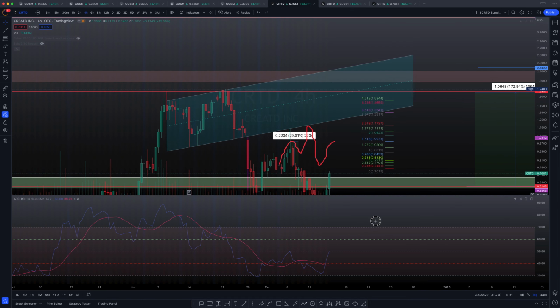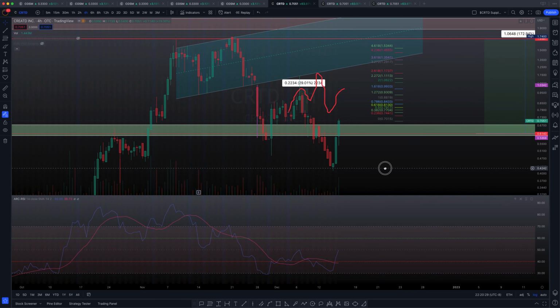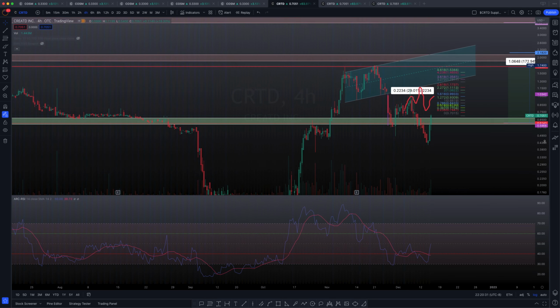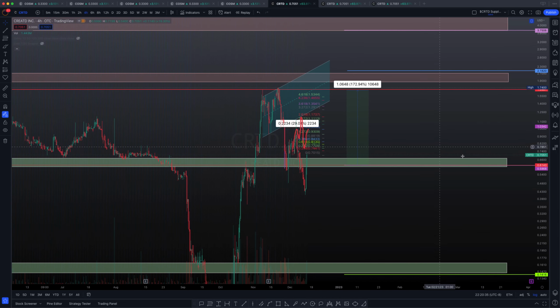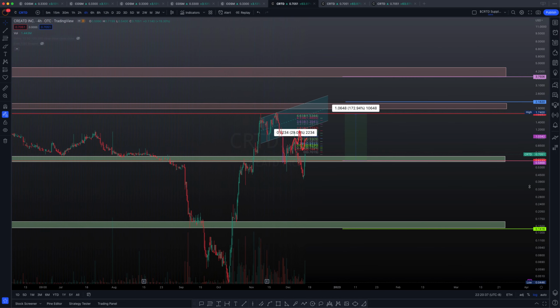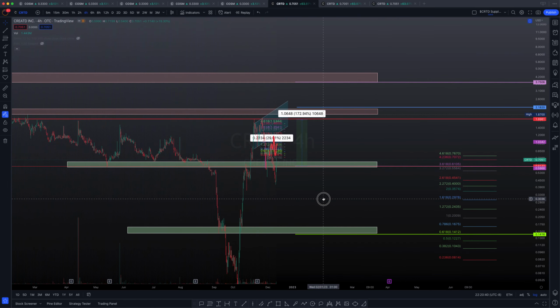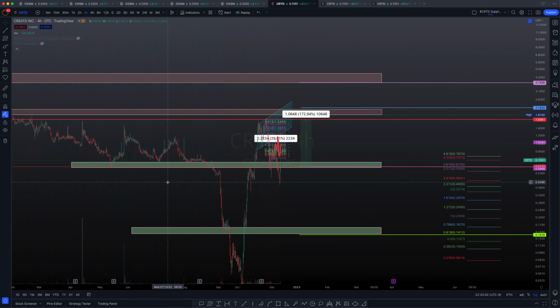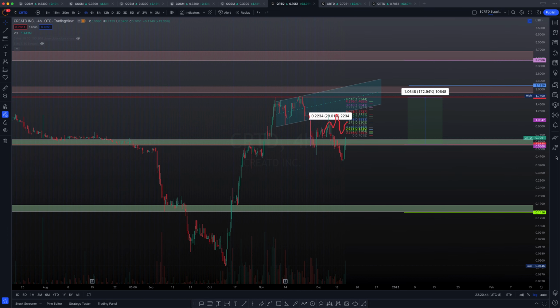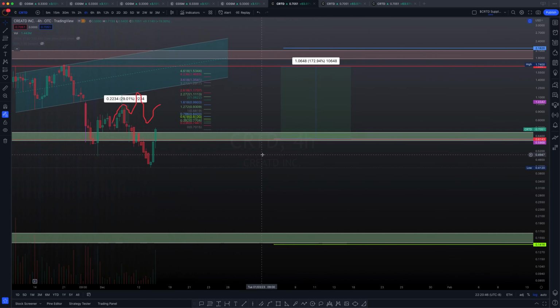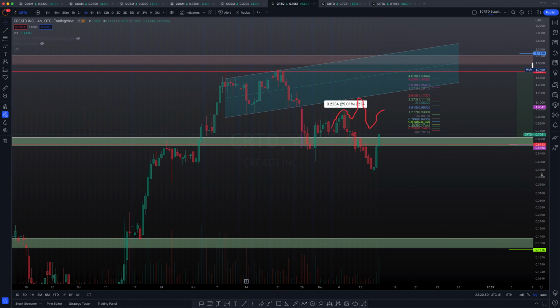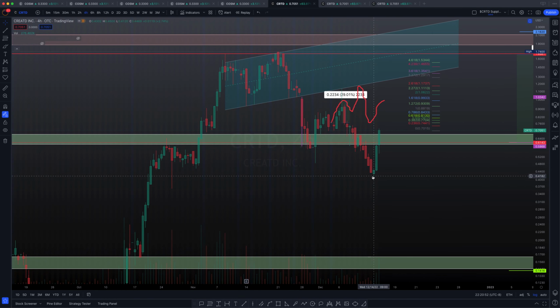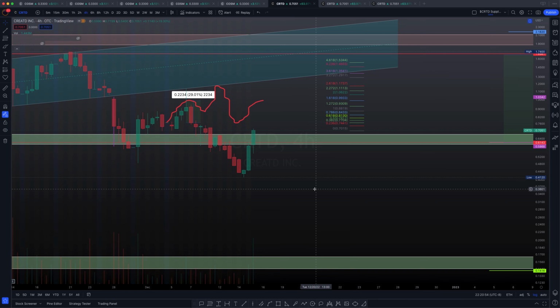Okay, so we are looking at CRTD here on the 4-hour chart, and this is the supply and demand chart that we have previously drawn. Now, the reason why I'm showing you this is just because we were able to identify several areas before a bounce can happen. Unfortunately, that bounce actually happened a little bit lower than what we thought, but if we move on to the following charts, you will see that the downside here was not random, and it actually was expected.